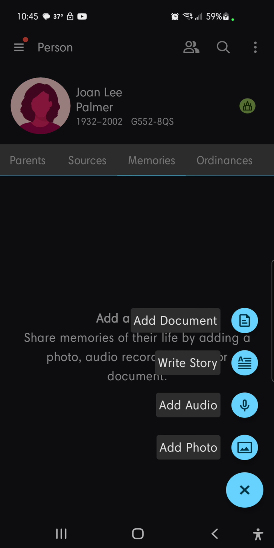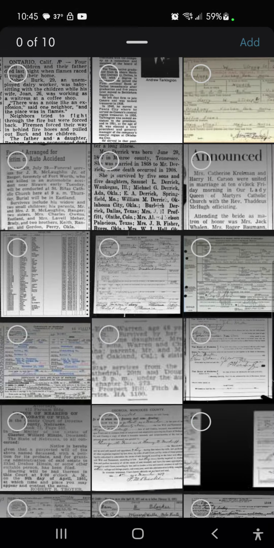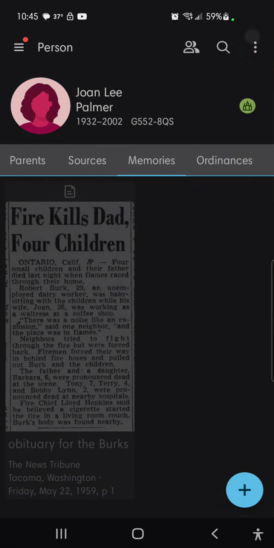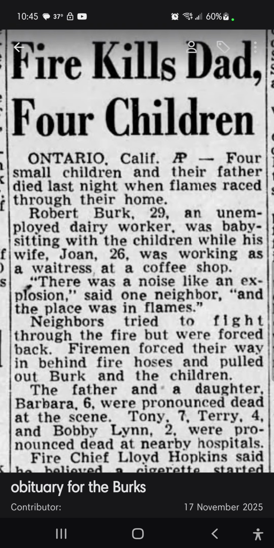It's a document, right? Because it's a newspaper article. And then I'm going to Family Search Gallery because I've already uploaded it from my files. And now it's simply a question of going over and adding this already added document to this individual person. So in my Family Search Gallery, it's the most recent thing I added, and there it is. The obituary had to be listed correctly as well, so here's what I did. I just called the thing obituary for the Burkes because it accounted for 5 deaths.